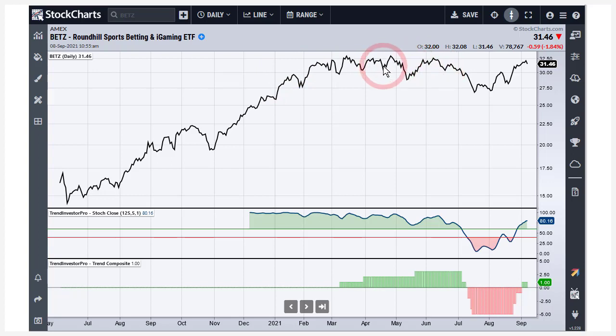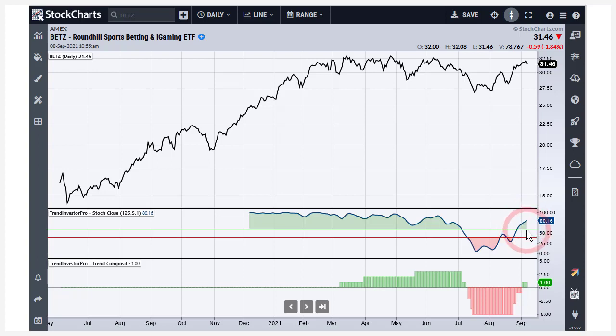So if we look here, we can see that the sports betting and iGaming ETF peaked out here in March, went sideways, and then came down. And that's when you got the trend signals turning bearish in the middle part of July there. You can see Stoke Close moving below 40 and turning red, and the Trend Composite turning to -1 and turning red, which is a bearish signal. And they stayed bearish into late August, early September. So in late August, Stoke Close moved above 60 to turn bullish.